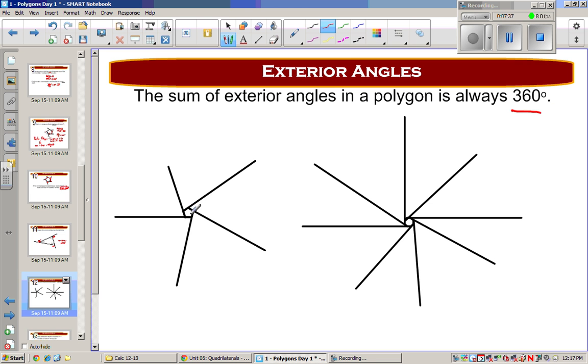And the reason is, if I made the polygon really small and just extended these out, these exterior angles will always add up to a full circle, whether it has 5 exterior angles, or whether it has 1, 2, 3, 4, 5, 6, 7, 8 exterior angles. They'll all make a circle, which will add up to 360.